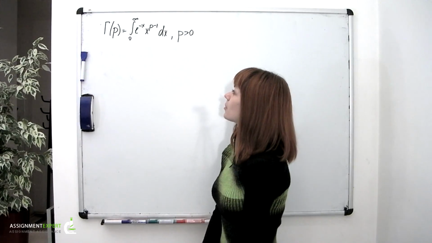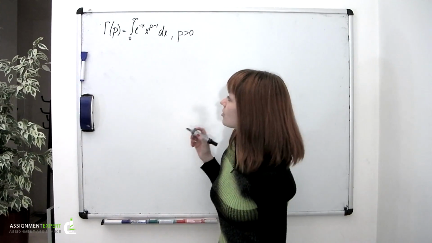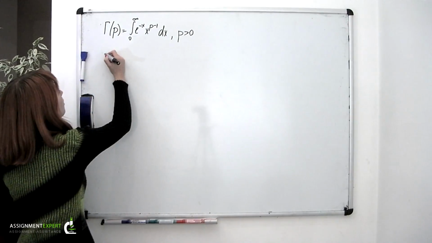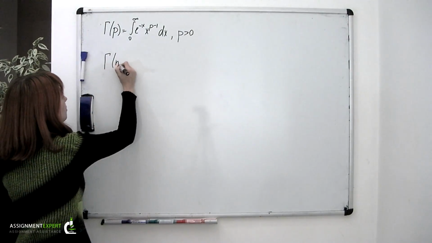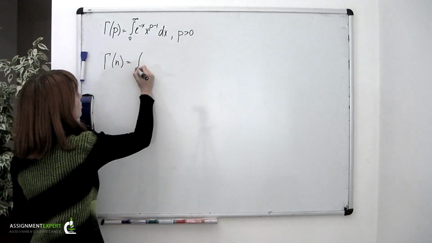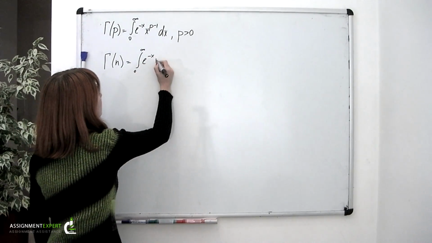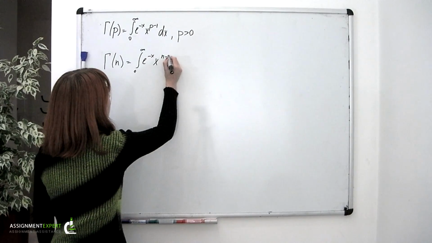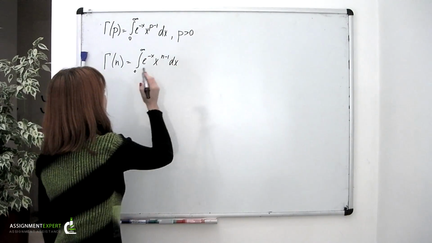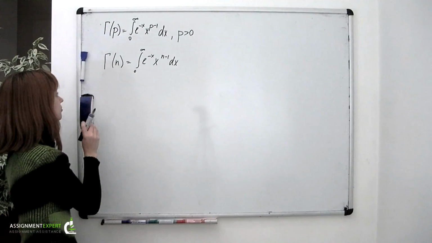For integer and positive arguments, gamma function is the following. Gamma of n equals integral from 0 to infinity of e to the power of negative x times x to the power of n minus 1 dx, where n is a positive integer.